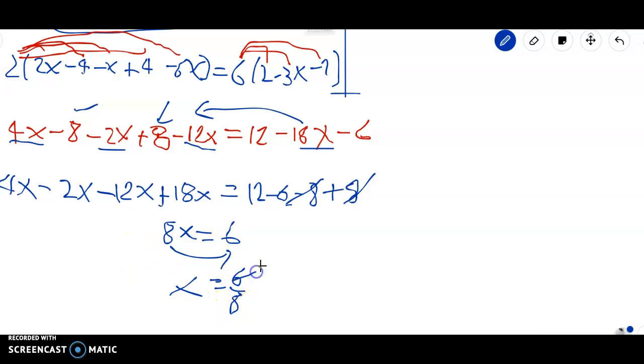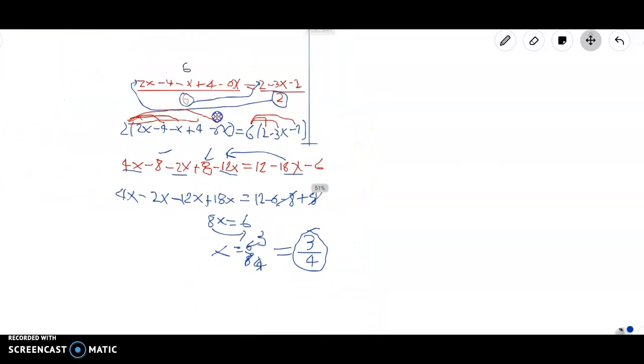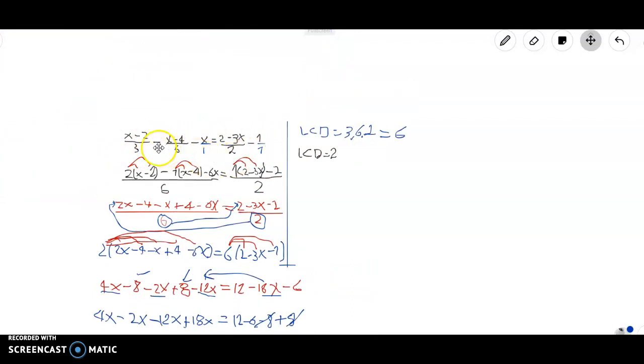So we have 6 over 2 makes 3. 8 over 2 makes 4. So this answer will be 3 over 4. Okay? So this is the final answer. So here we have the equation solved. The value of x will be 3 over 4. If we replace this number in the original equation, so in this equation, we will get this side, the left side will be equal to the right side.